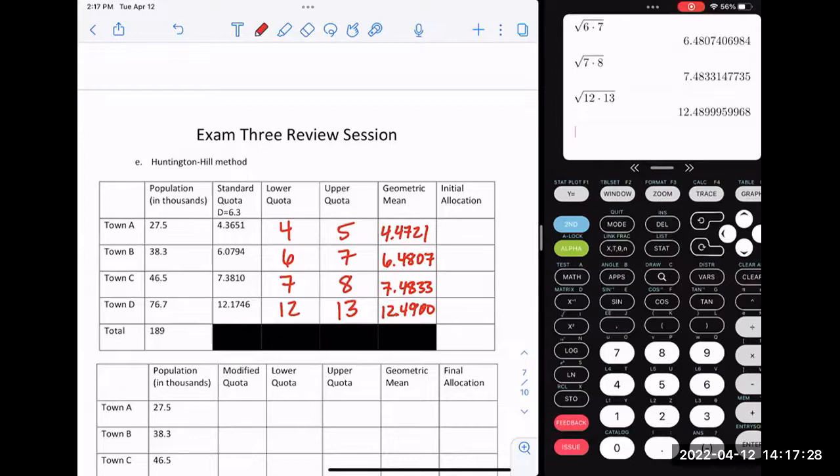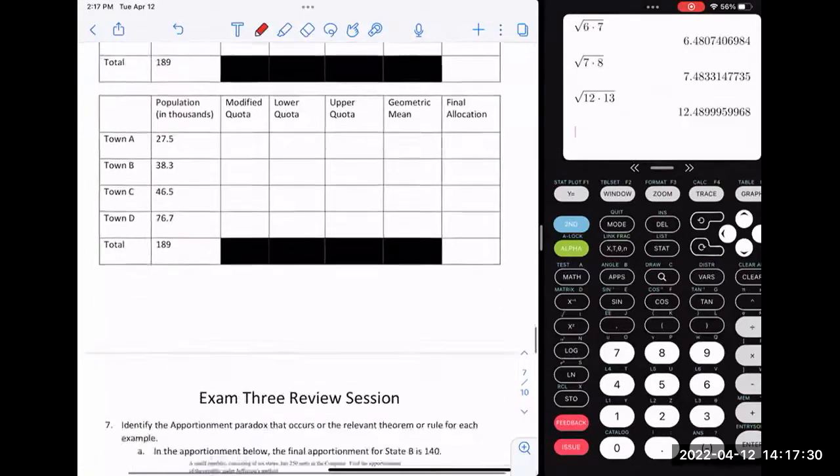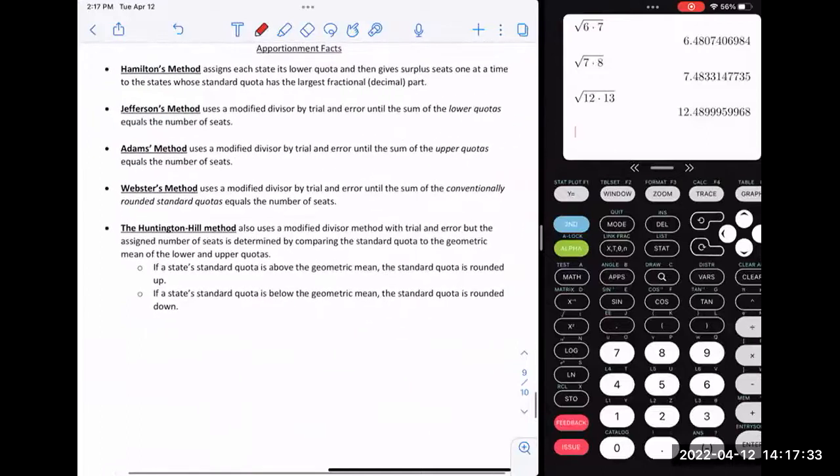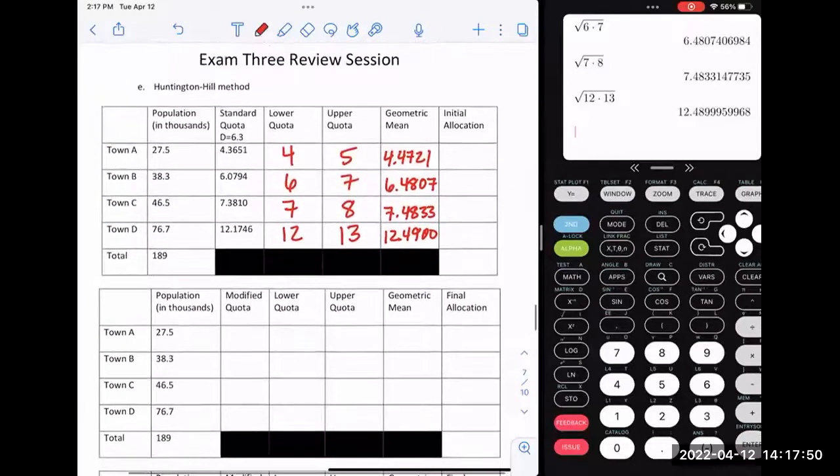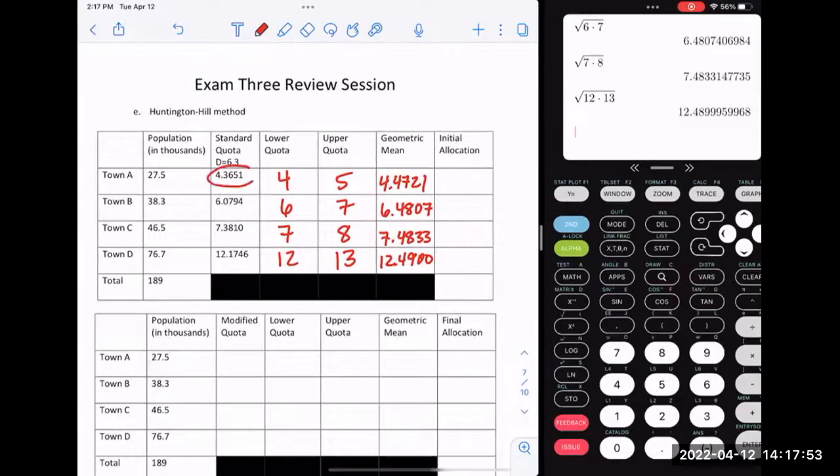All right, and then based on this, I'm going to do this process. So I'm going to revisit that reference sheet. So it said, if the state standard quota is above the geometric mean, then it's rounded up. And if the state standard quota is below the geometric mean, it's rounded down. So I'm just going to compare my standard quota with this geometric mean. So if I compare 4.3651, that is smaller than 4.4721. So if my standard quota is smaller, I round down, or in other words, use the lower quota. So I'm going to do an initial allocation of 4.